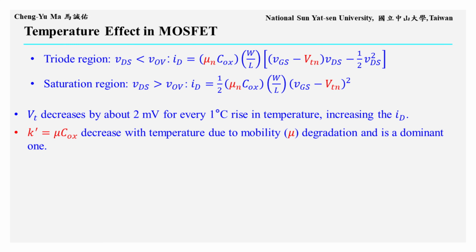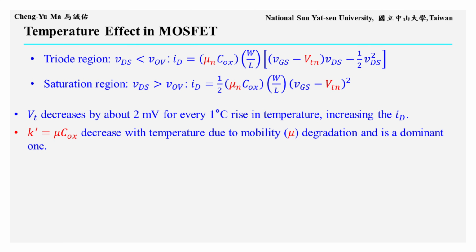Next, we introduce the temperature effect in MOSFET devices. From the current equations, we can see that the drain current in both the triode and saturation regions depends strongly on carrier mobility and threshold voltage. As temperature increases, the threshold voltage usually decreases by about 2 millivolts per degree Celsius, which tends to increase ID. However, carrier mobility is also a strong function of temperature. As temperature rises, channel mobility decreases, and this mobility degradation usually dominates the threshold voltage effect. Therefore, the overall drain current decreases at higher temperature.